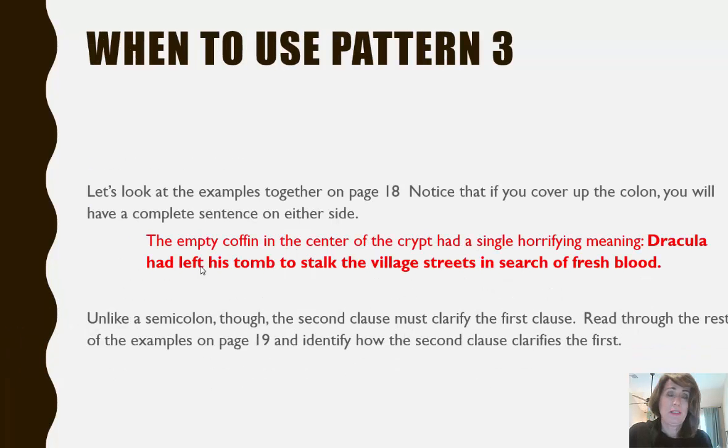Now, when to use pattern 3? Look at the examples together on page 18. Notice that if you cover up the colon, you will have a complete sentence on either side. So we have right here with Dracula: Dracula had left his tomb to stalk the village streets in search of fresh blood. Could be a complete sentence. It's more effective, though, when we combine it using a colon because it drives home that single horrifying meaning. Unlike a semicolon, though, the second clause must clarify the first. Read through the rest of the examples on page 19 and identify how the second clause clarifies the first.